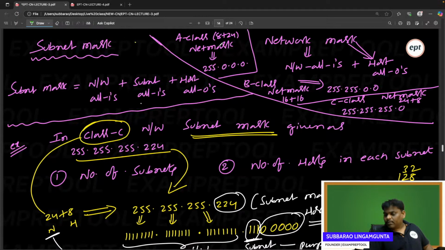A class net mask what? A class network is I think 8. 255.0.0.0. What about B class net mask? 16, 255.255.0.0. C class net mask 255.255.255.0.